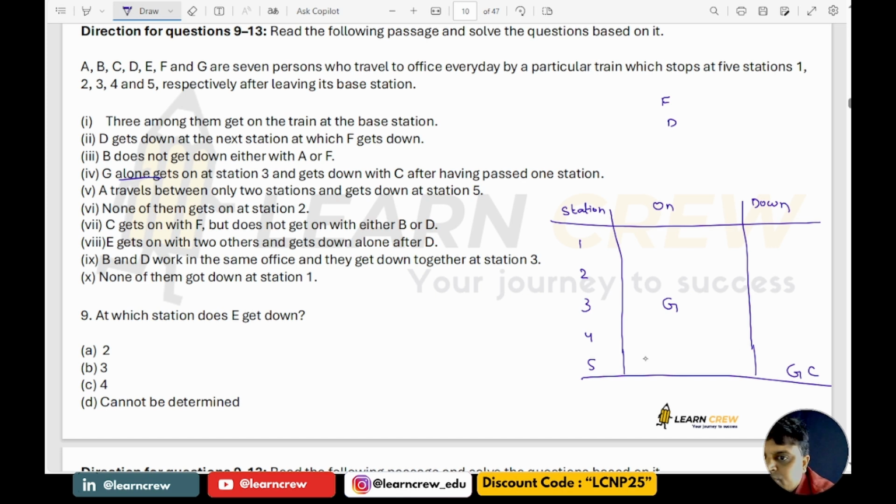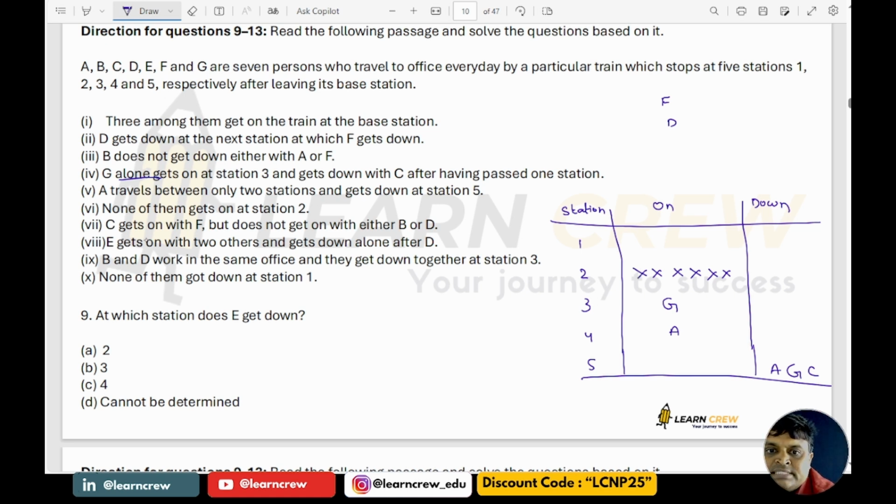After having passed one station, A travels between only 2 stations and gets down at station 5. He is traveling between only 2 stations, meaning 4 and 5. So he is getting on at station number 4. Next, none of them gets on at station 2. No one gets on here.